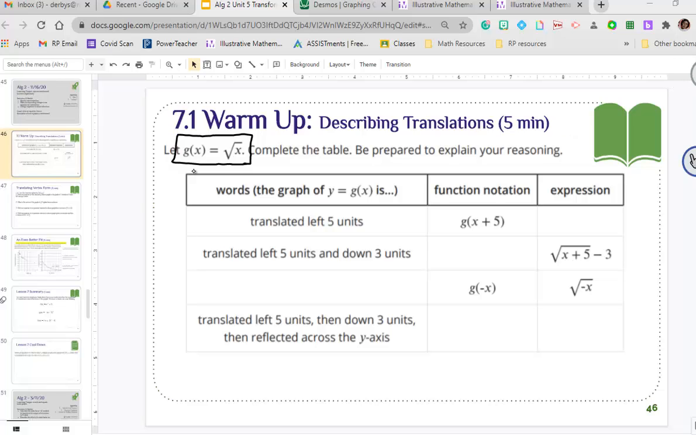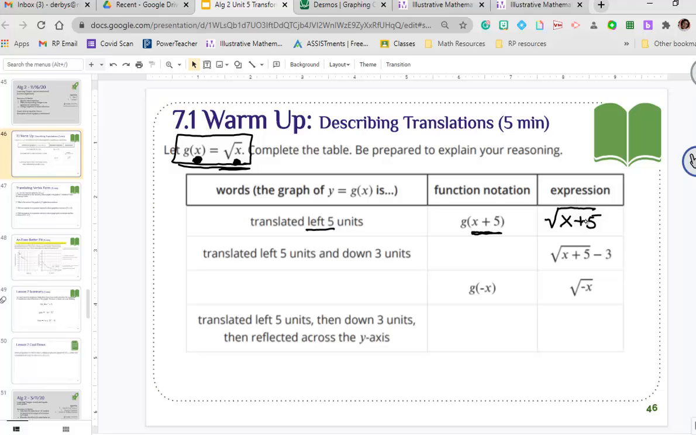So we're looking at how we can turn some things from words into function notation and what the actual expression is going to mean. So each of these is starting with this square root of x here. If we take g of x and we translate it left 5 units, we are pretty familiar at this point that that would have a g of x plus 5. And if we're changing what's in the parentheses here from g of x to g of x plus 5, that just means we're also going to change it in our expression, that instead of just the square root of x, we're going to have the square root of x plus 5. So this would move it 5 units to the left.